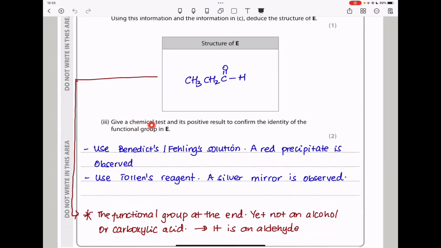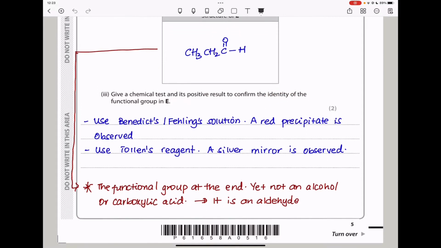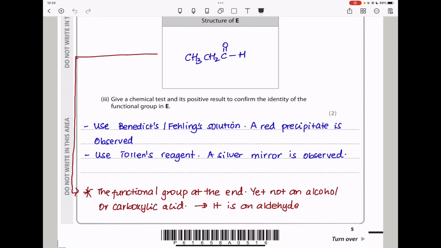Here they say give a chemical test and positive results to confirm the identity of the functional group in A. Because this is an aldehyde functional group, you can use Benedict or Fehling solution, and if a red precipitate is observed, that is confirmation for that. Or you could use Tollens reagent, and if a silver mirror is observed, that is confirmation that is an aldehyde.